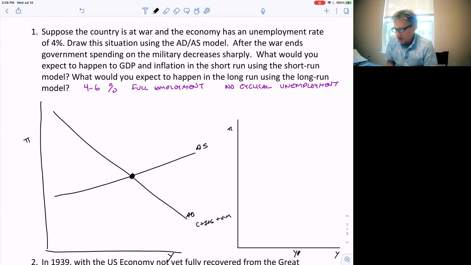What I want you to do in this kind of problem is read the situation and then try to draw it on a graph using the Keynesian macroeconomic models, a short run model and a long run model.